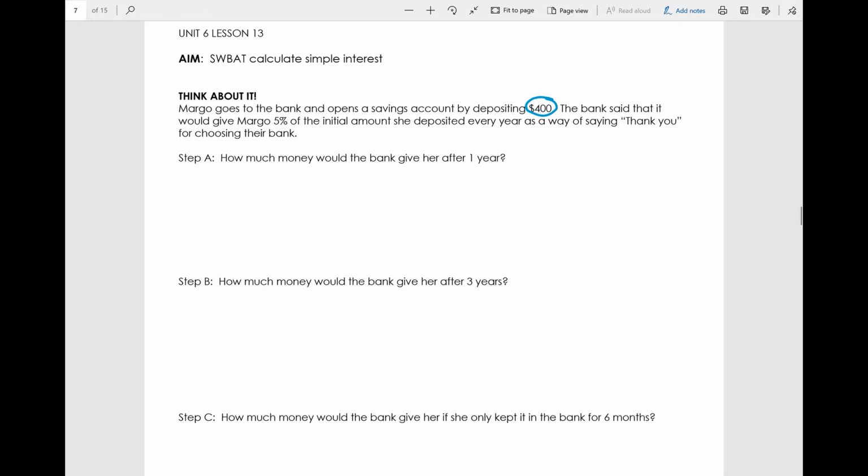So we're going to look at this sentence right here that says 5% of the initial amount she deposited every year. If we make our annotations, we know that we're doing multiplication since it says of. So we're going to do 5% of the initial amount, which is the $400 she put in. So 5% of $400. And it says that we need to do this for every year. Every, we also know, means multiplication. So for every year, we're doing it for 1 year.